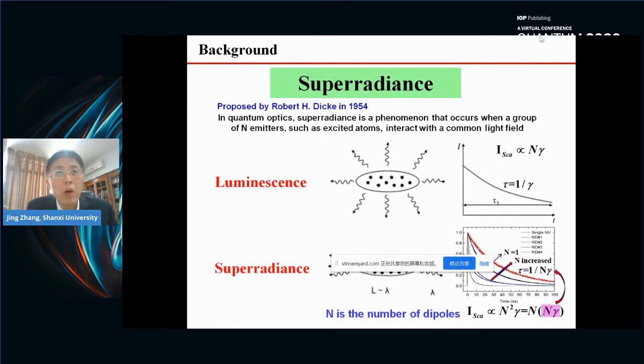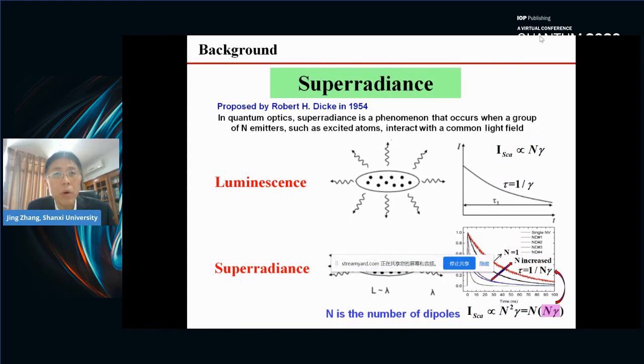In quantum optics, superradiance is a phenomenon proposed by Dicke in 1954 that occurs when a group of emitters, such as excited atoms, interact with a common light field. If the wavelength of the light is much greater than the separation of the emitters, then the emitters interact with the light in a collective and coherent fashion.